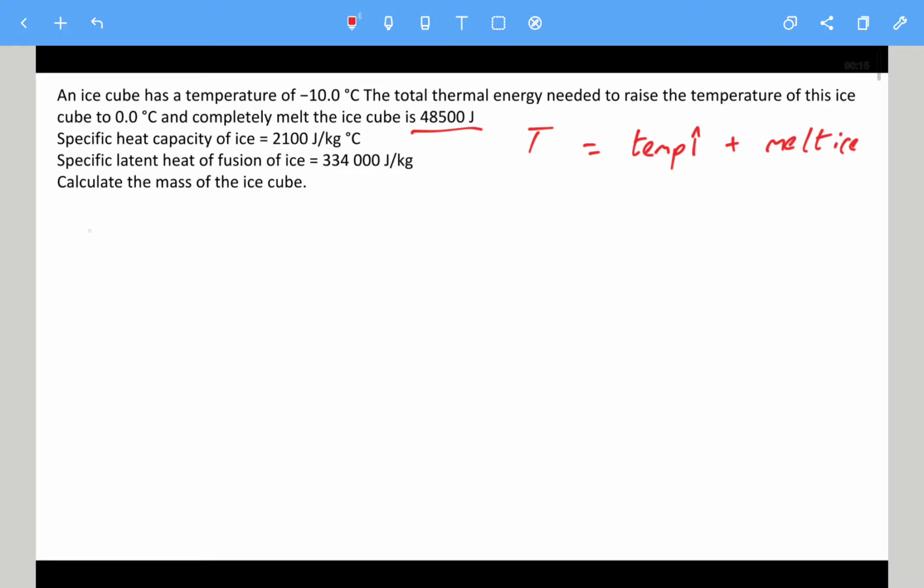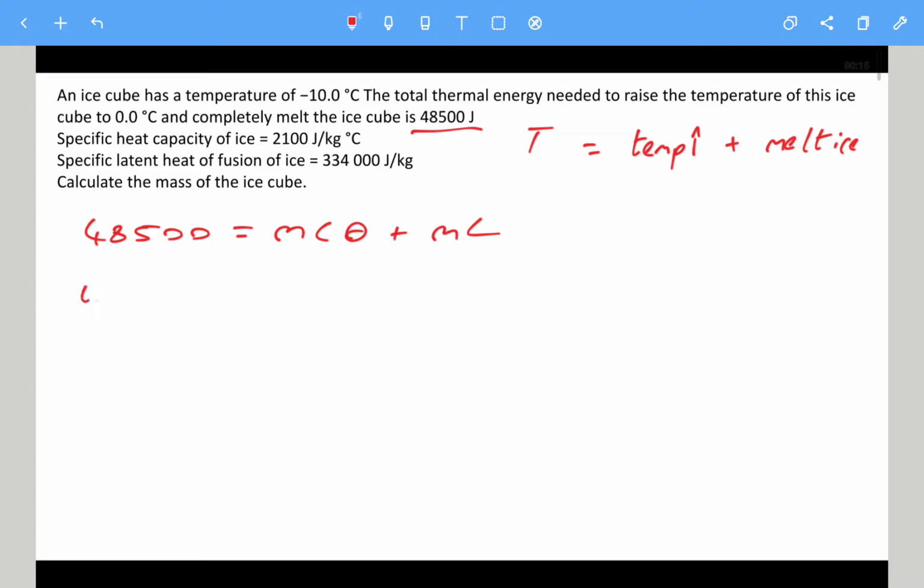So the total energy is 48,500 joules. And that is equal to, now the equation for describing the temperature increase is the specific heat capacity. So that would be mass times the specific heat capacity, C, which would be 2,100, times the change in temperature, of minus 10 to 0 is plus 10. So I'll just put m c theta, plus the energy required to melt the ice, which is E equals mL from the previous lessons. So plus mL. So now we've got the total energy, 48,500, is equal to the energy required to change the temperature plus mL, the energy required to actually melt the ice. Then we just need to put some numbers in.